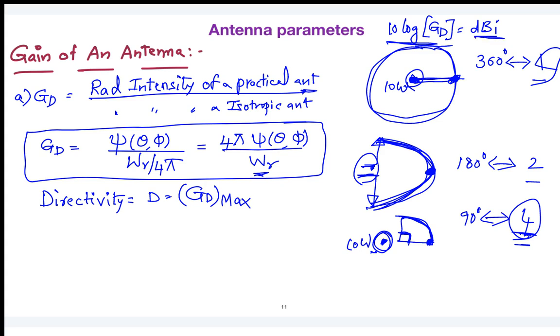Okay. Also, the gain into beamwidth is going to be constant. So if your gain is larger, your beamwidth is going to come down. That is a trade-off. If you want to design a high gain antenna, you have to compromise on the beamwidth. And if you want more beamwidth, you have to compromise on the gain. Is it clear?